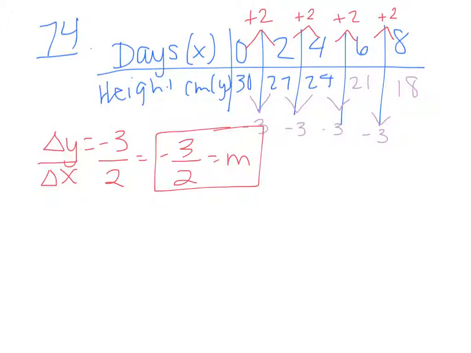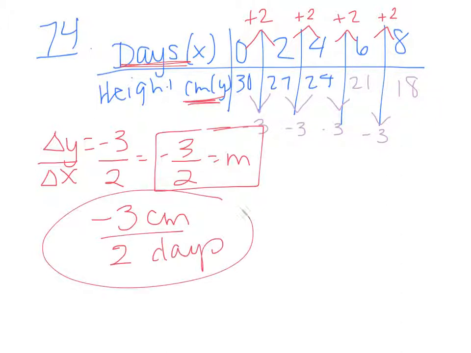Okay, now we want to include the units. So we want to make sure we take a look at the centimeters and our days. So for every 3 centimeters that happens over 2 days, we're going to lose 3 centimeters of water for every 2 days. So that's the slope with the units included.